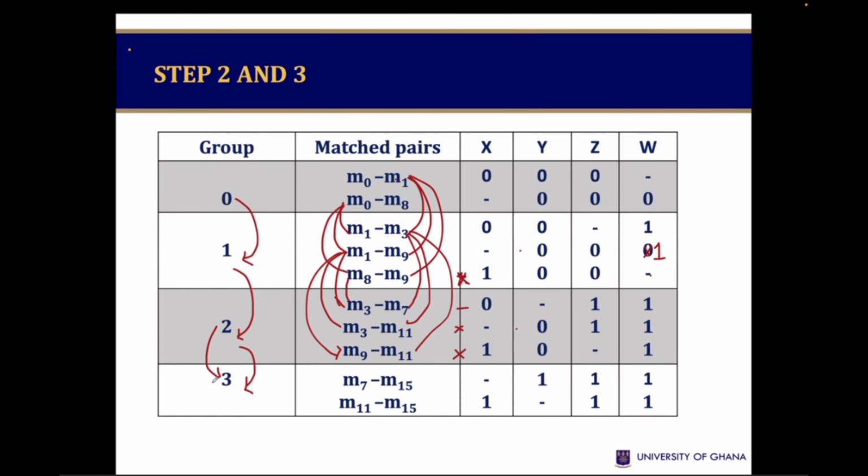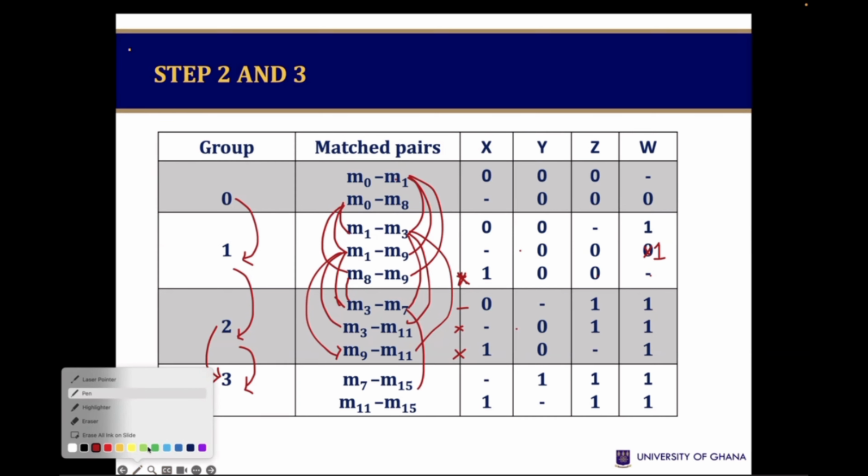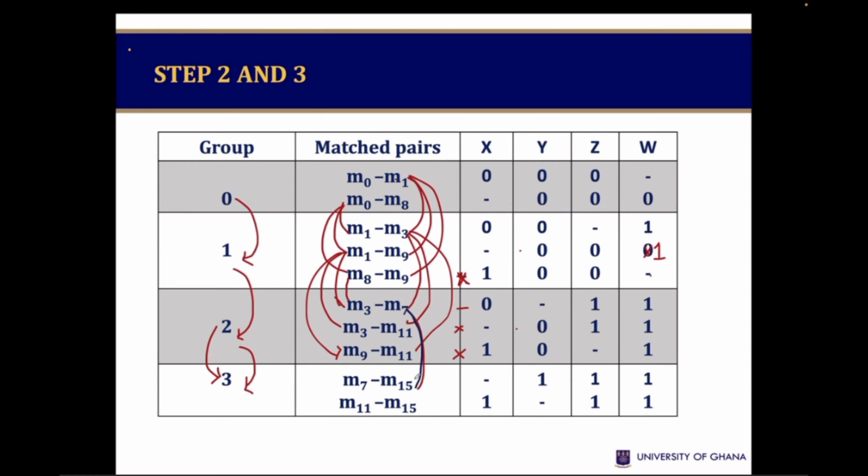2 and 3. So 2 and 3, 311, sorry, 37, 715. No match there. Can you use a different color? It's plenty on our eyes. Yeah, you are right. Some of us have eye problems. Let me use a blue color. So this and this. Sorry, this and this.